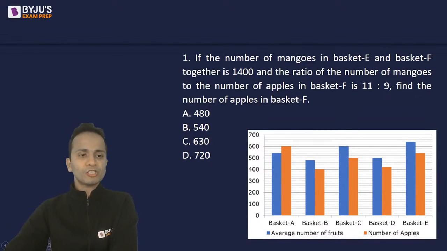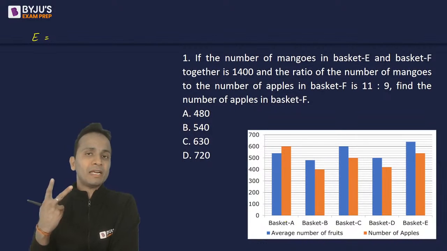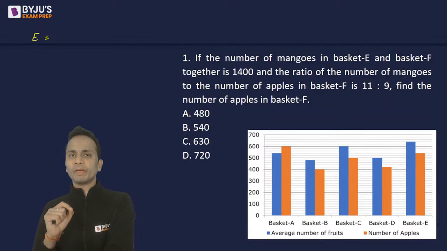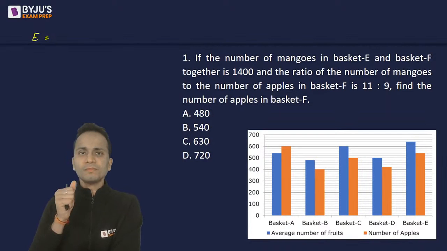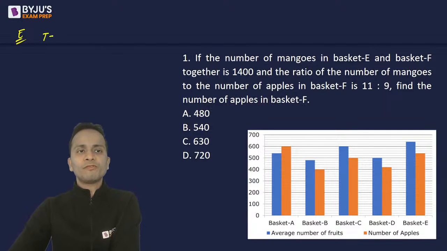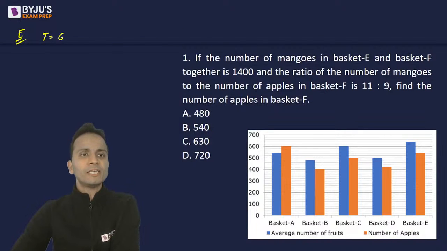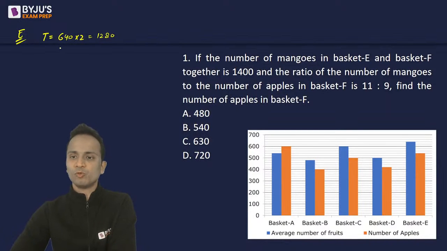Now first of all, look at basket E. So I'll write the total number of fruits in basket E. Total number of fruits in basket E will be average number of fruits multiplied by 2. Why multiplied by 2? Because there are only two types of fruits, apples and mangoes, present in this basket. So if I talk about basket E, then total number of fruits is equal to the value of average number of fruits in basket E, which is 640, multiplied by 2, that is 1280 is the total number of fruits.